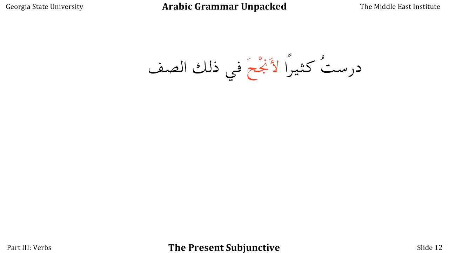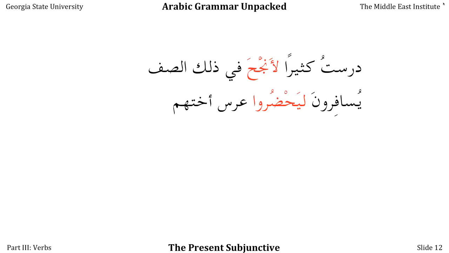Another place that we use the Muladhara mansub is after the preposition li, and this gives us in order to. So I can say darastu kathiran li anjaha fi dhalika saf. I studied a lot in order to succeed. We're really saying in order that I succeed in that class. So here we've placed the preposition li before the verb anjah, and place the verb anjah in the Muladhara mansub by adding fatha at the end.